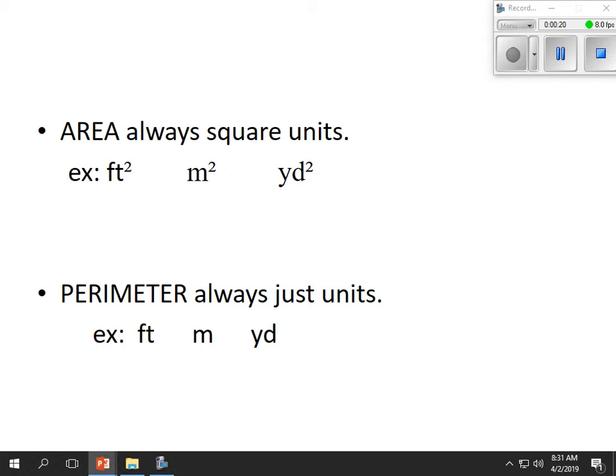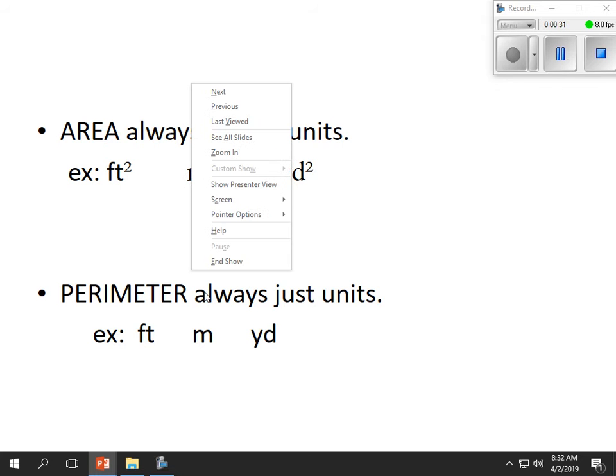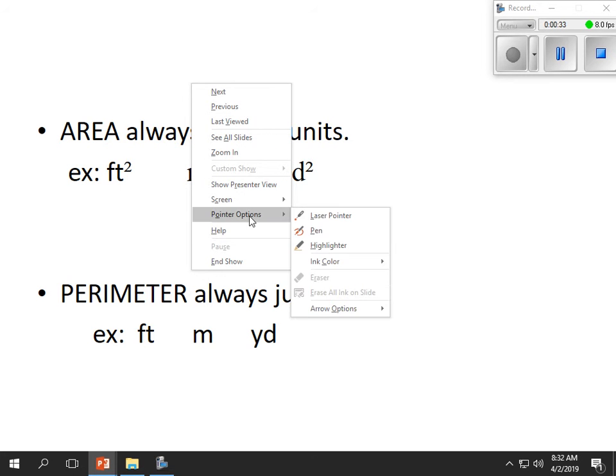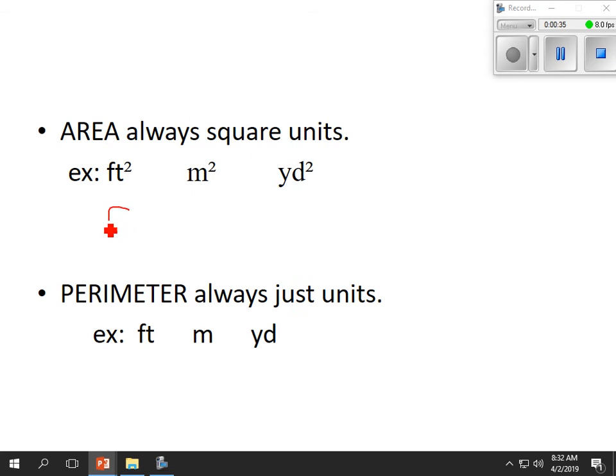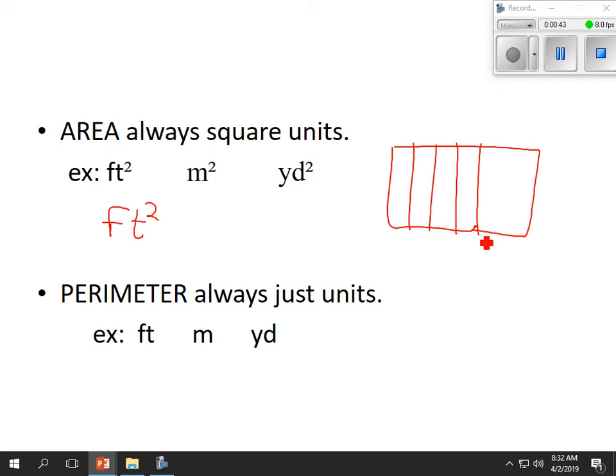Area always has to be in square units. So when you give your units at the end of it, when you're giving your answer, it's got to be in square units. So if you start off with feet, then your units at the end for area have to be feet squared. And what you're doing with the units is you're finding the area. So you're finding how many little squares it takes to fill up that shape. That's why it's units squared.